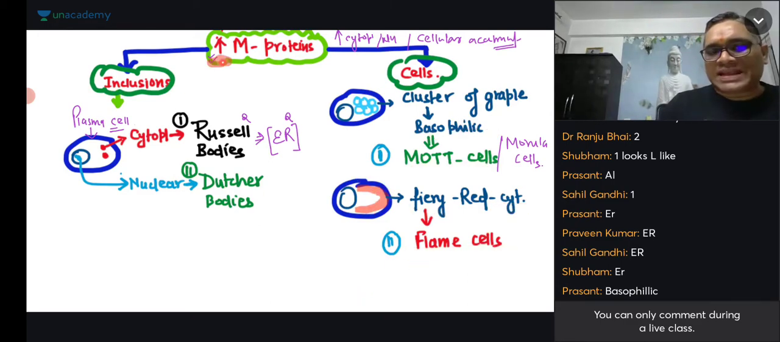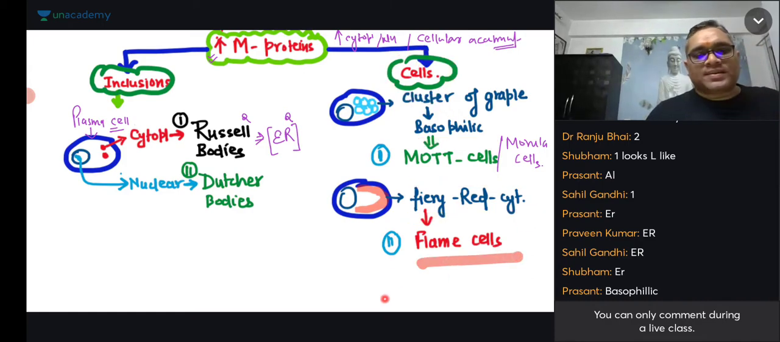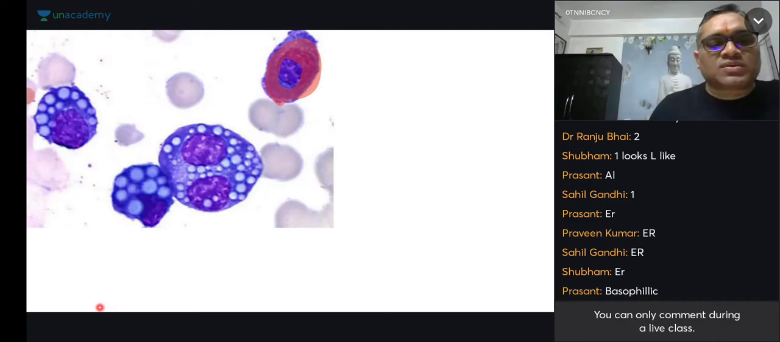So now you can see increased M protein in the plasma cell has two types of inclusion. Russell body in the cytoplasmic endoplasmic reticulum. Dutcher body is inside the nucleus. Cluster of grape-like basophilic inclusion gives a named cell, Mott cell, morula cell. Fiery red deposition gives flame cell. Clear? Right. Now, these are the pictures which you should remember for your exam.